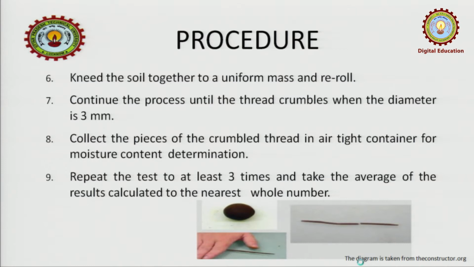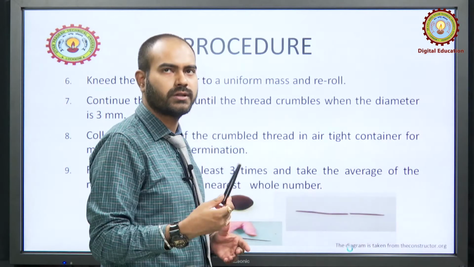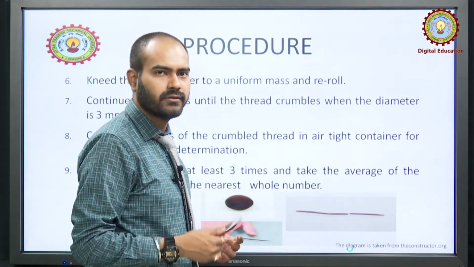Now, once the diameter of the soil thread gets to 3 mm, what do we do? If we see crumbles on the surface, that is okay, we have to stop there only, that is our end point. But if we do not see the crumbles, it means the soil has plasticity, it has a water content more than what it should be for the plastic limit.